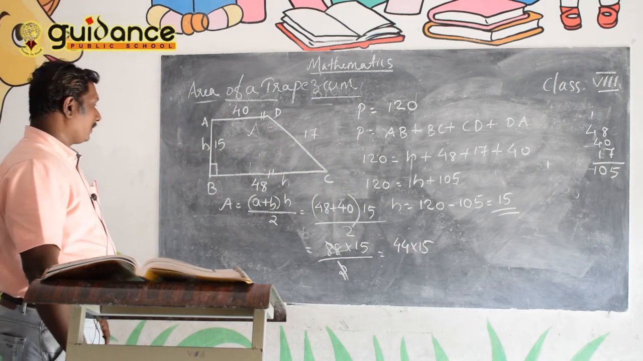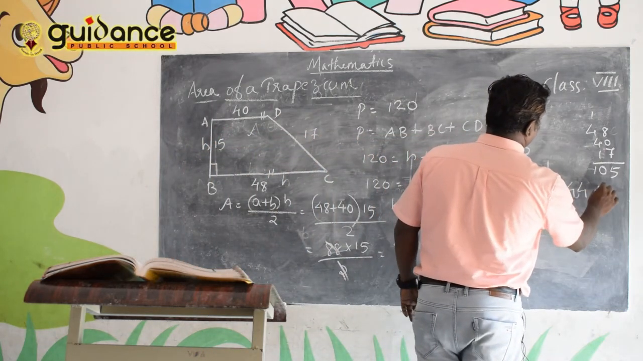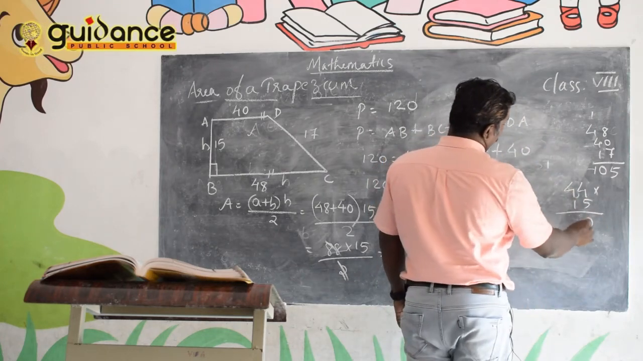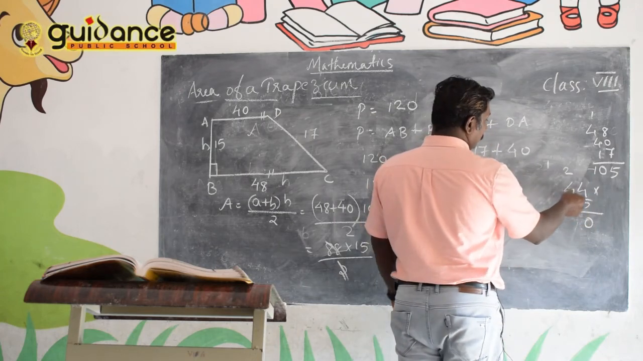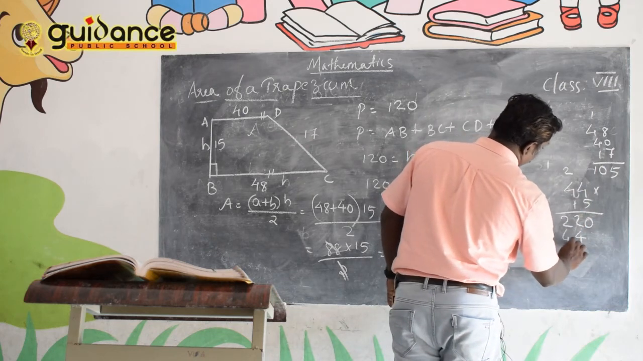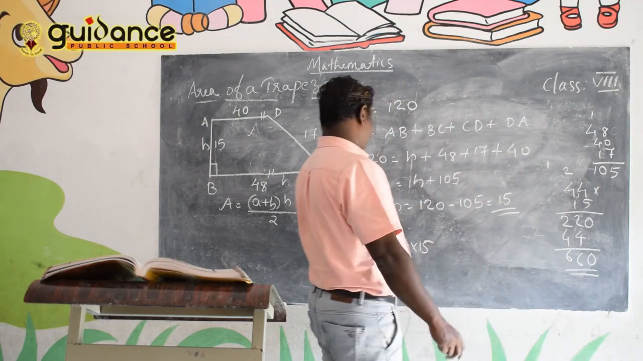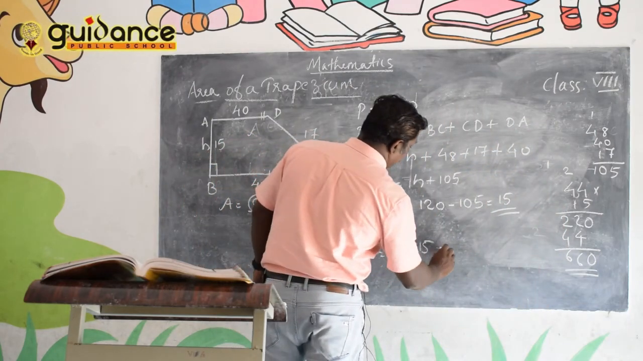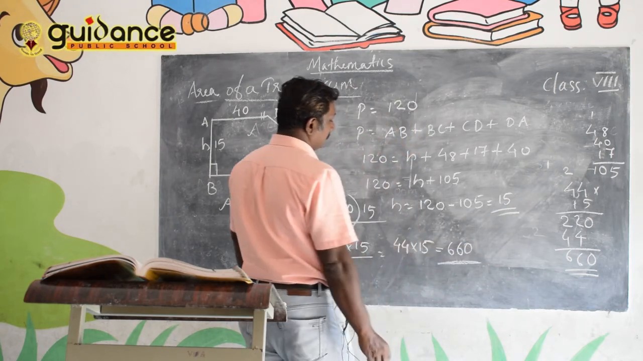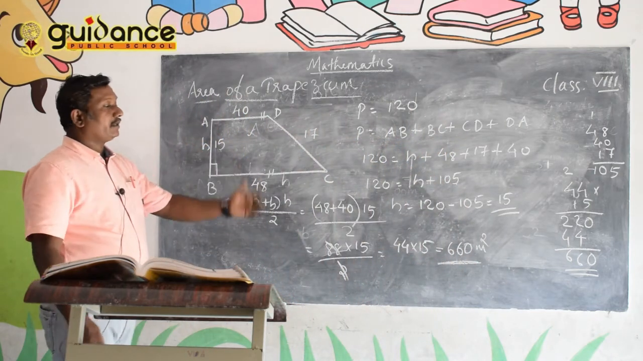So we multiply 44 into 15. 5 into 4 is 20, 2 is the remainder, 5 into 4 is 20 plus 2 is 22, 1 into 4 is 4, 1 into 4 is 4, then 44 0 6 6, 620. 44 into 15 equal to 660, that is meter square. This is the area of the given picture.